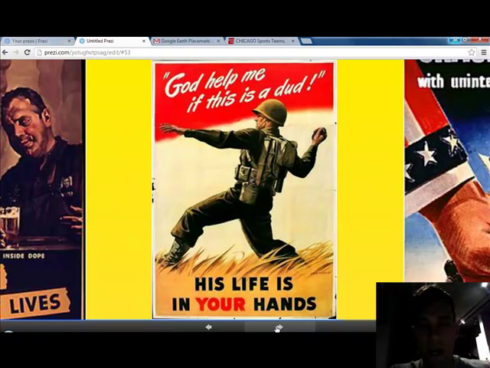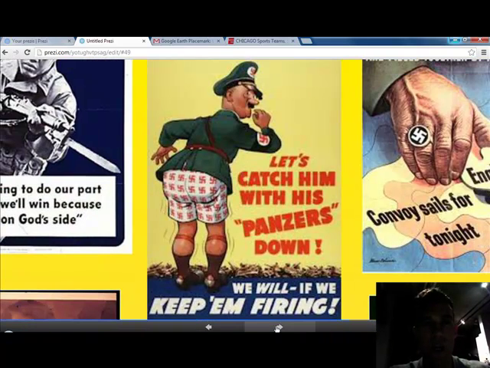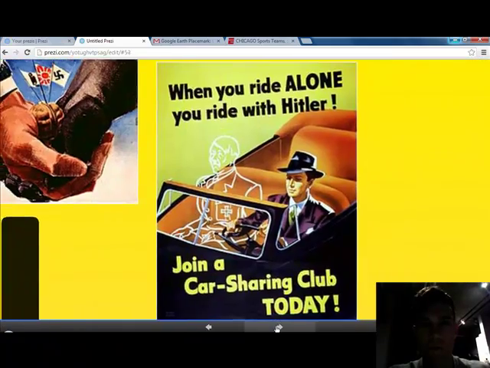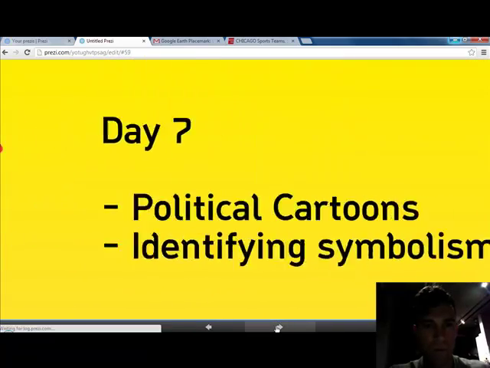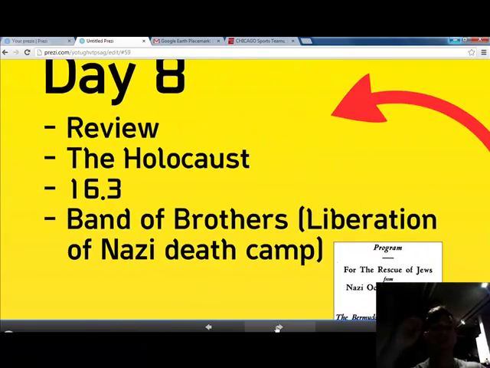Bamford does a great job of providing some questions to be answered for persuasive images, which we will use during this as well. Day 7, we'll actually be looking at political cartoons. They are not uploaded onto the Prezi, but they cover a lot of different parts of the war, from the Lend-Lease Act to Pearl Harbor, etc.